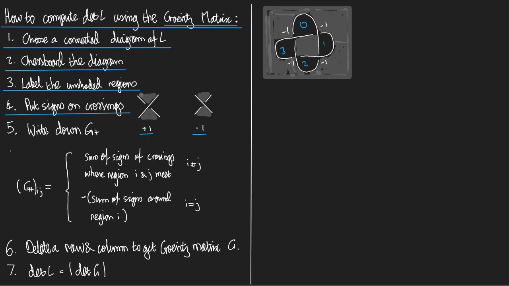Next step, write down the matrix G plus. And the recipe for G plus is down here. Let's see if I can successfully draw a rectangle. I think it's going to reject my rectangle, but let's hope for the best. Brilliant. Okay, so there's the definition of G plus. Let me write down the skeleton of G plus for you so you can see what's going on.